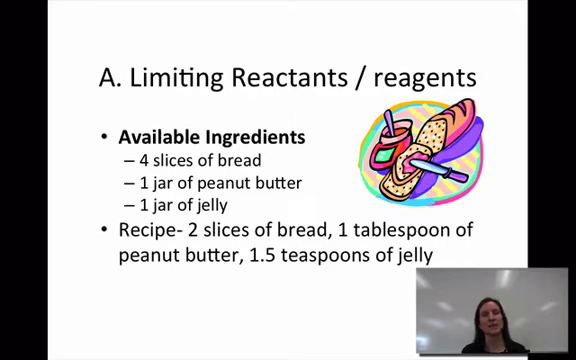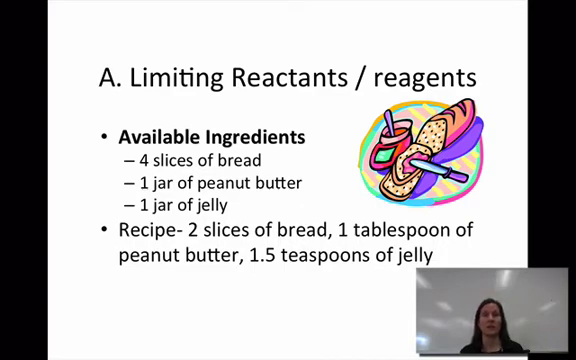So to get into the concept of limiting reactant or limiting reagent, I have a simple exercise for us to look at. Imagine you had 4 slices of bread, a full jar of peanut butter, and a full jar of jelly. Our recipe for peanut butter and jelly sandwiches is that you need 2 slices of bread, a tablespoon of peanut butter, and 1.5 teaspoons of jelly.